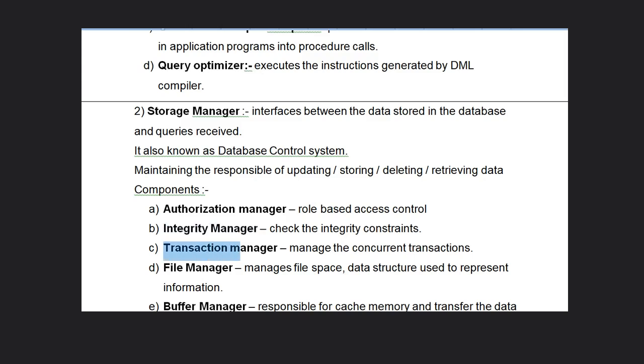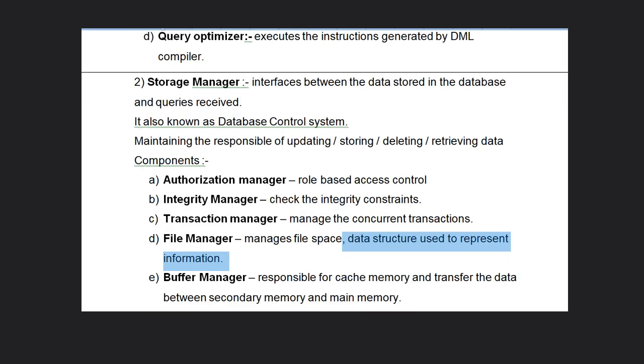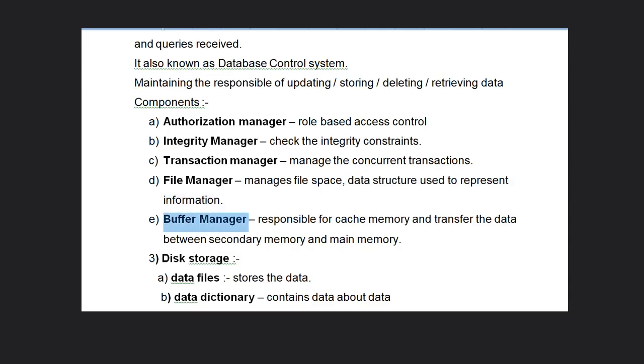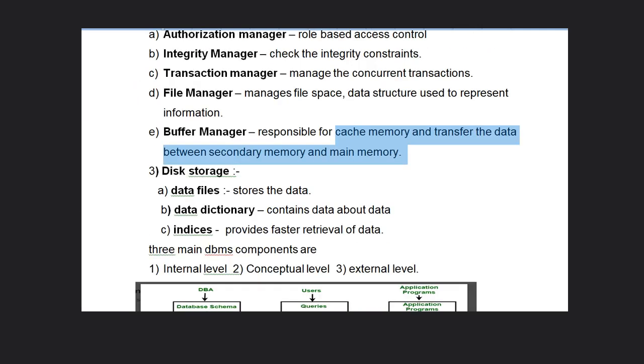The transaction manager's main role is to maintain and control the concurrent execution of transactions with the help of the concurrent transaction scheduler. Next one, the file manager. The file manager manages the file space in the disk and the data structure used to present the information. Next, the buffer manager. The buffer manager is responsible for maintaining the cache memory and transferring the data from the secondary memory to main memory. Next, disk storage.